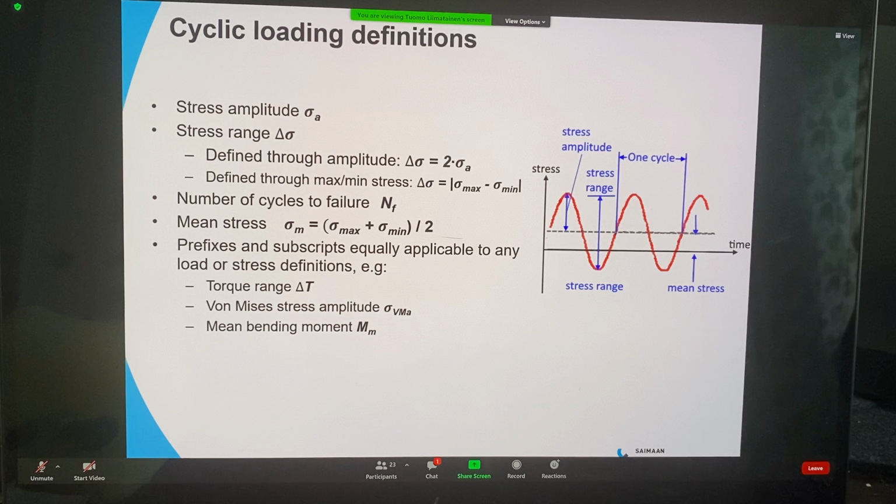And what is important to note is that these prefixes and subscripts are equally applicable to any load or stress definitions. For example, we can define delta T, meaning torque range. It could be delta M, then it would be bending moment range, or we can define the von Mises stress amplitude, then we just write a small a in the subscript. And the mean bending moment, for example, M in the subscript. The same philosophy applies. Fairly simple and straightforward.